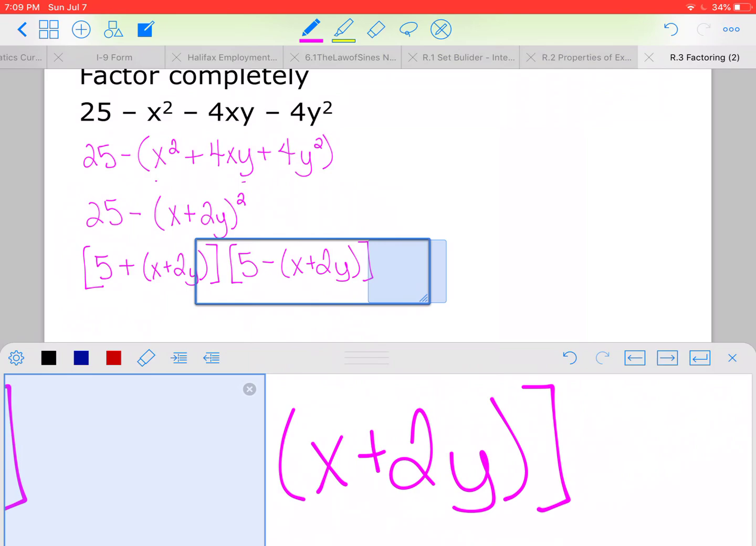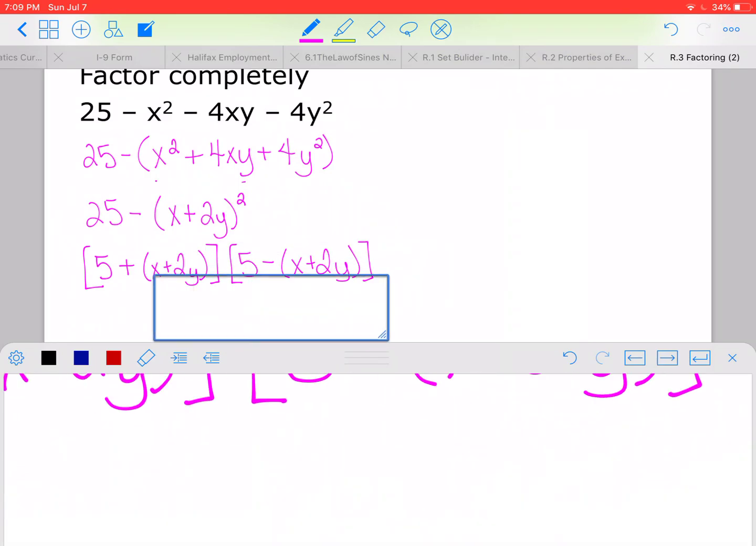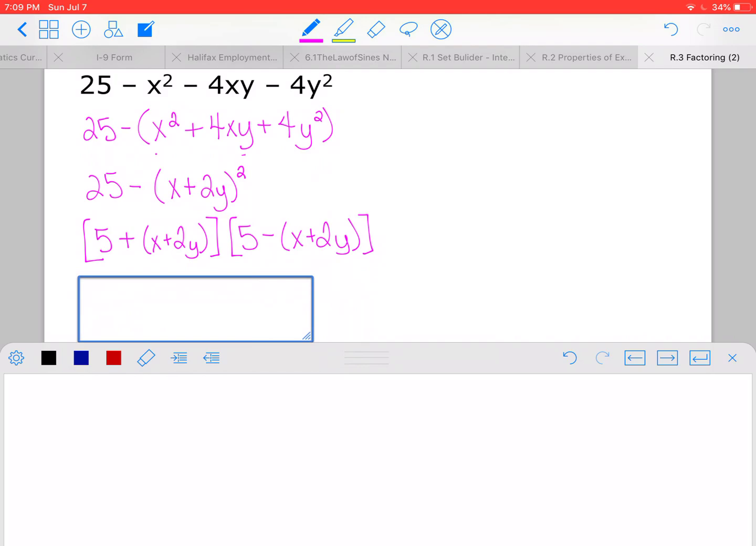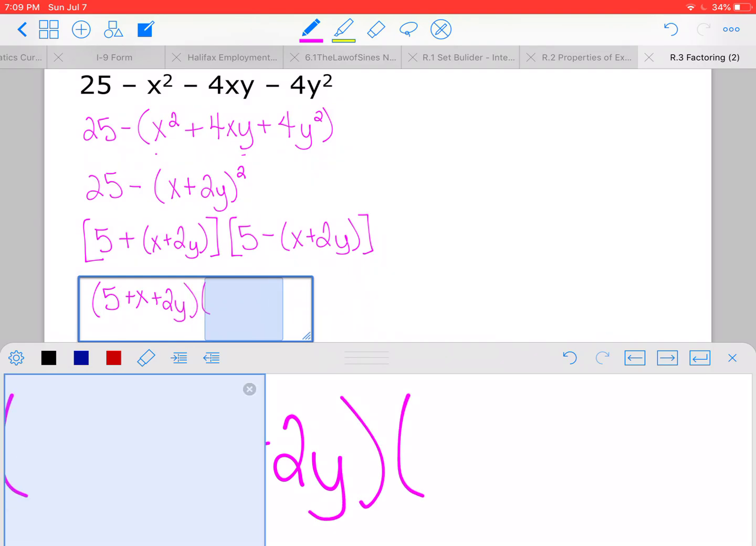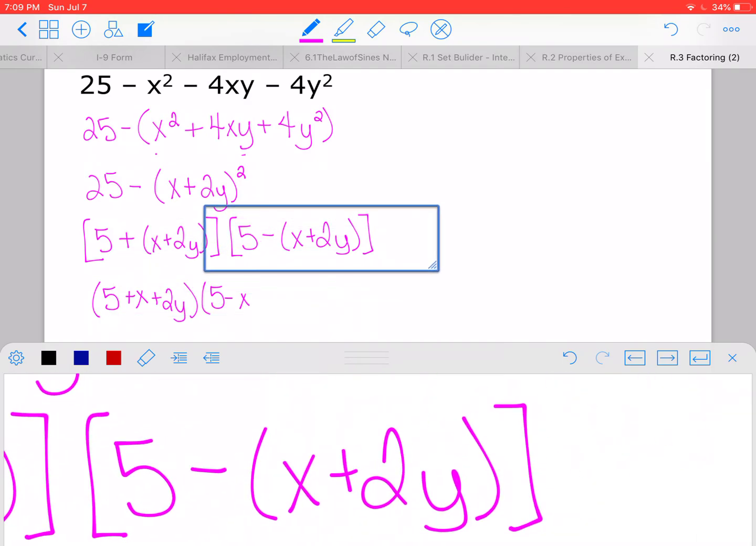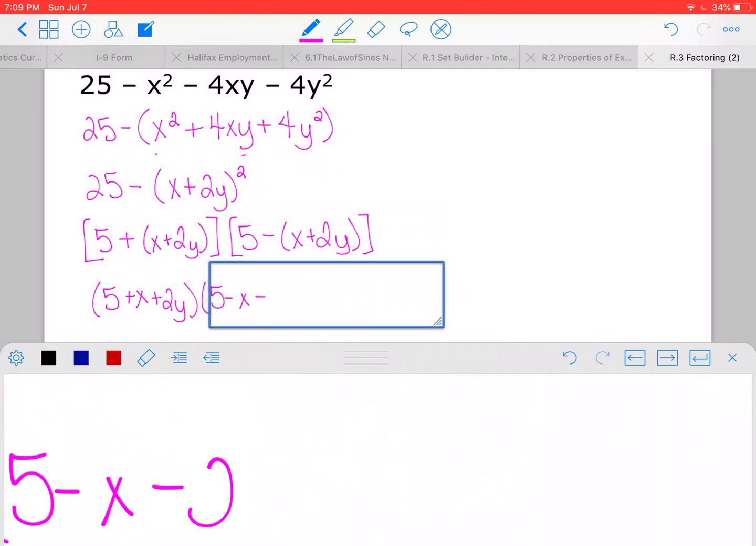Now let's rewrite this and get rid of our parentheses in there. We've got 5 plus x plus 2y times 5 minus x, distributing that negative there, don't forget that, minus 2y. And now that's as far as we can go.